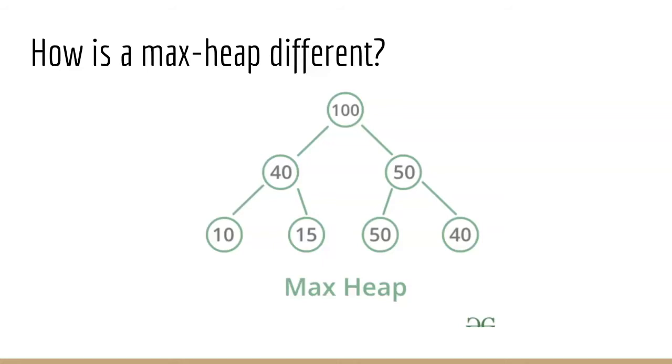So how is a max heap different? It's not. Well, kind of. A max heap works the same way as a min heap, but instead of the smallest value being at the root, the largest value is. The same is true for all subtrees in this heap as well.